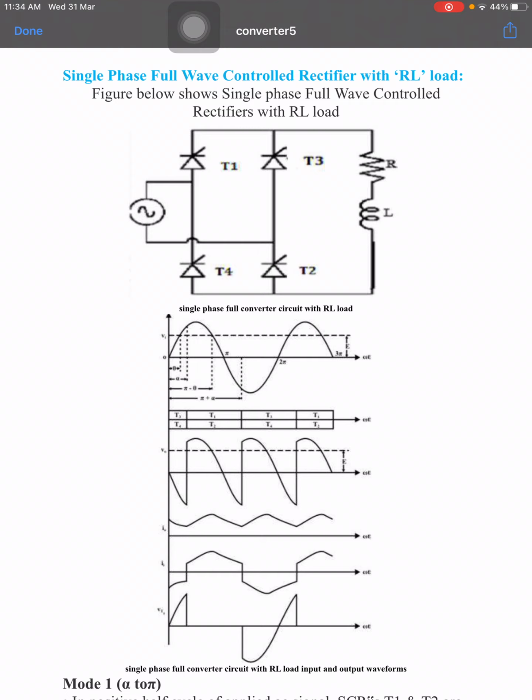That is the condition. Mode 3, at pi plus alpha to 2 pi, T3, T4 is turned on, which is nothing but T1, T2 is turned off. Means the process of conduction starts from T1, T2 to T3, T4. What is the process of conduction? T1, T2 turn off, T3, T4 turn on. When the load voltage is positive, then the load current gets energized and stored.